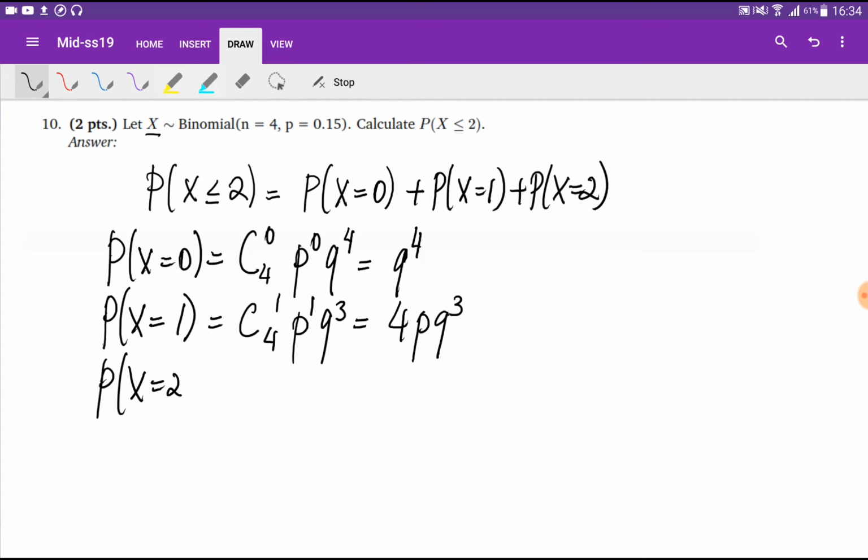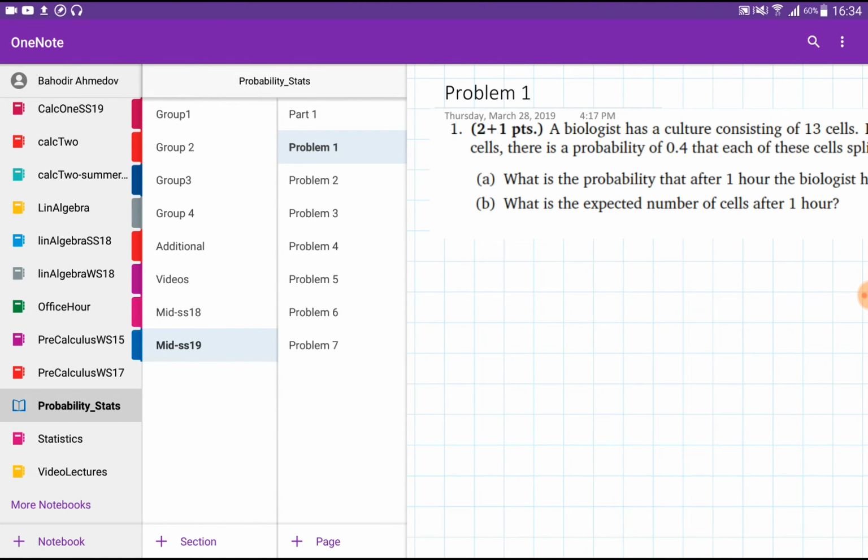The probability of having 2 successful trials will be C 4 2, p to the power of 2, q to the power of 2, or simply 6 multiplied by p squared, q squared. That's it with the first part. Let's start with the second part.